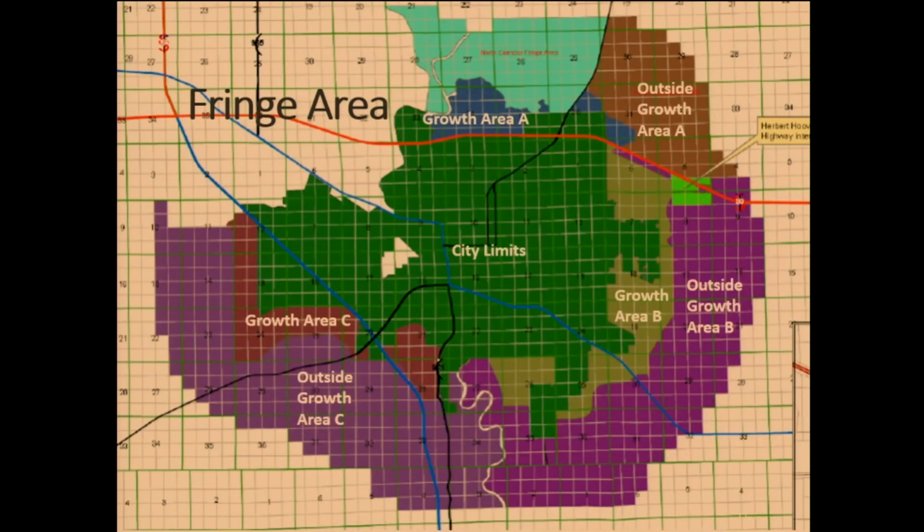This is the fringe area map. You can see the growth boundary or the growth areas identified, growth areas that are in the growth boundary, and then the outside growth areas.